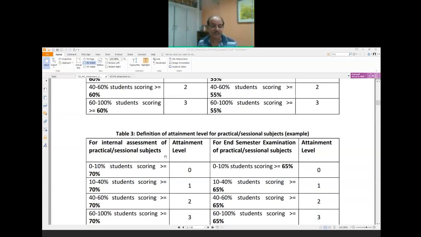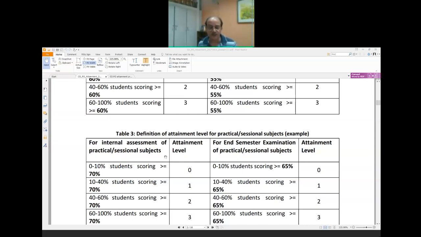That's what I'm saying. In case 10% of the students are scoring more than 70% of marks, I'll give the attainment level 0. But in case there are 35% of the students who are scoring more than 70%, then I'll give them attainment level 1. In case there are 55% of the students scoring more than 70%, I'll give attainment level 2. And in case there are 90% of the students scoring more than 70%, I'll give them attainment level 3. This is how these tables are defined.